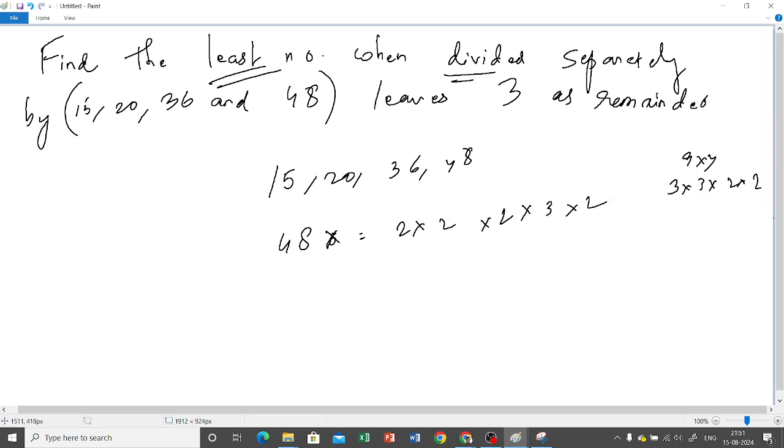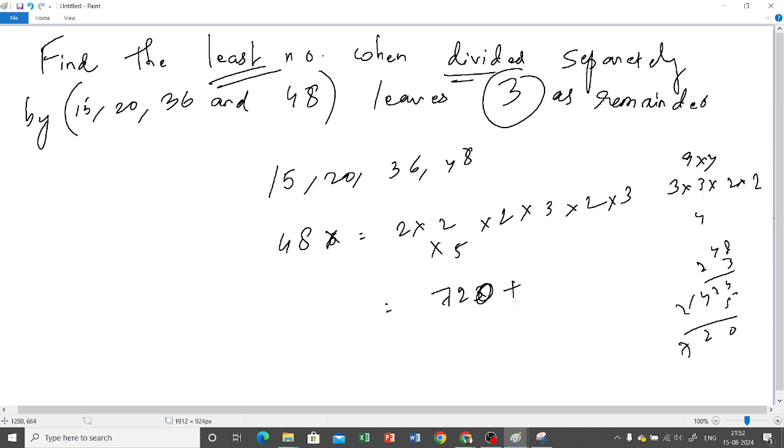So 1 3 is needed and two 2's are already present. 20 is 4 into 5, of course a 5 is needed. So and 4 means two 2's already present. 15 is 5 into 3, so 1 3 is needed, 1 5 is needed, we already have it. Okay, fine. So 2 to the 4, 4 to the 8, 8 3 is a 24, 24 to the 48, 48 into 5, 720. 720 is the number which is perfectly divisible by 15, 20 and 36 and 48. Leaves 3 as the remainder, that means plus 3.